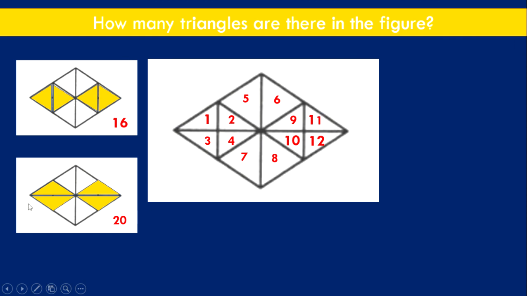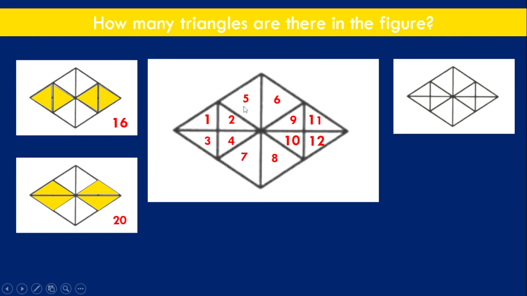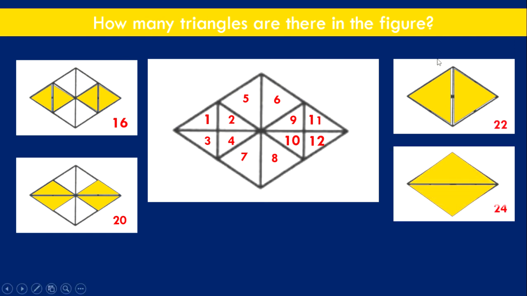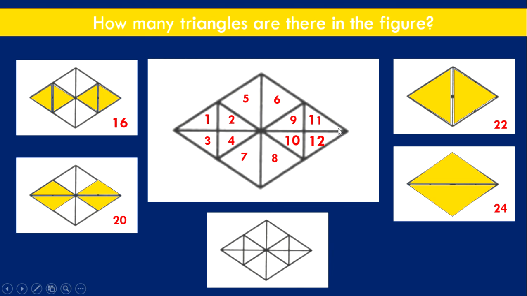And another one, the half of this diamond, we can have this vertically and horizontally. That is another 2 and 2. So 20 plus 2 is 22, plus another 2 is 24. And then if we cut it into 4, we have here 1, 2, 3, 4. So another 4, we add 24 plus 4, that's 28. So overall, there are 28 triangles that can be formed in this figure.